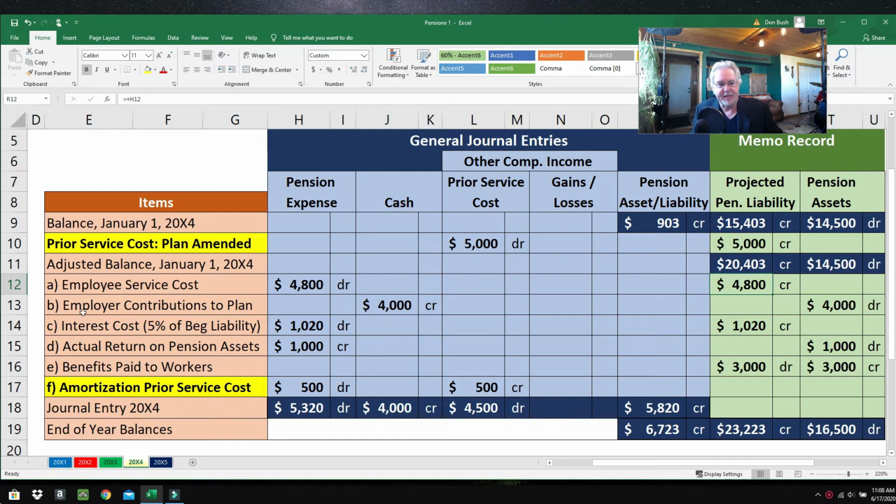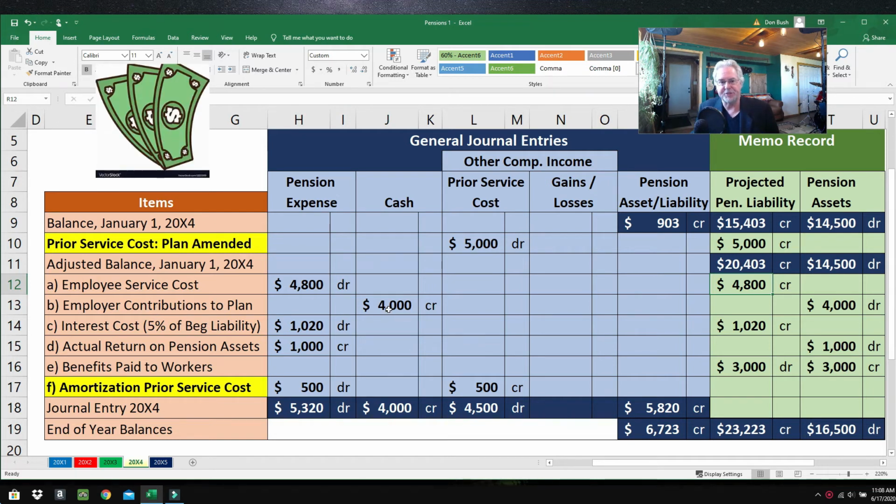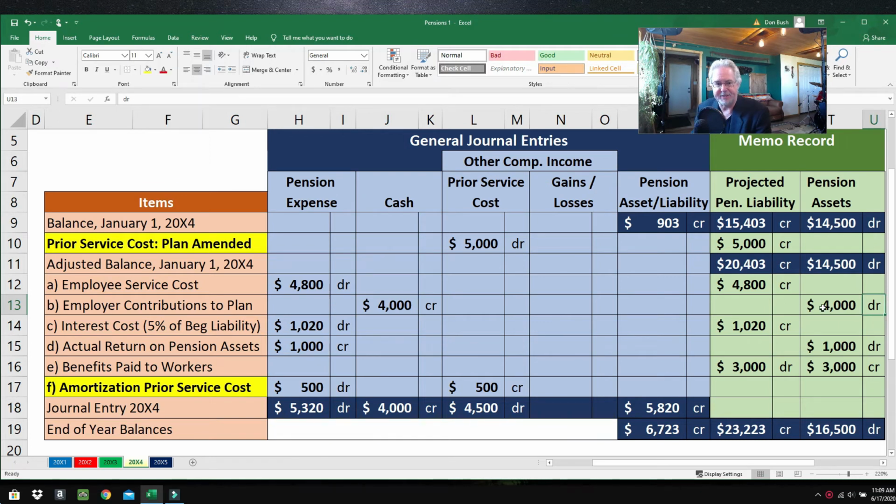Letter B, employer contributions to plan. Well, the employer, When We Get to It Construction, sent to the third party $4,000 cash. So we credit cash for $4,000 and we debit pension assets by $4,000. And you can see When We Get to It Construction is not fully funding their pension. So down the road, they may get into a little bit of trouble for this.